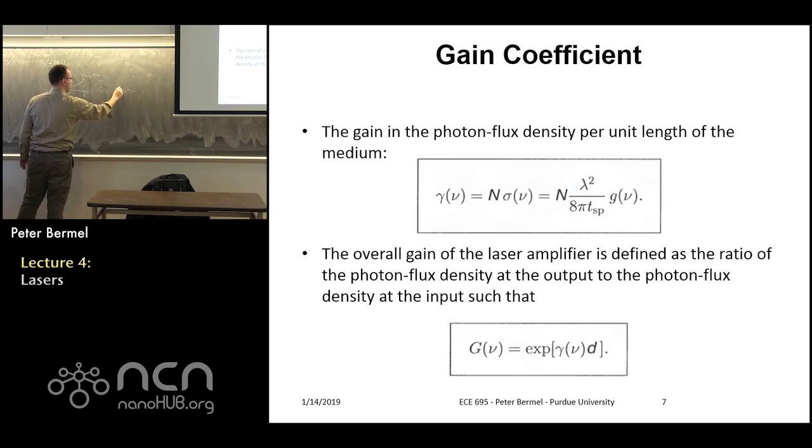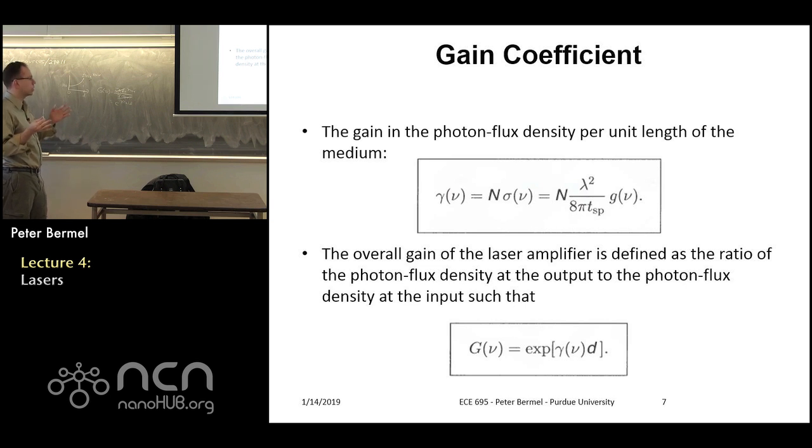Maybe I should write it as I0 of nu divided by I0 of nu. These two terms cancel, and that leaves us with a gain of e to the gamma of nu times d. So that's the expression, and it tells us what amount of amplification is possible in this laser.